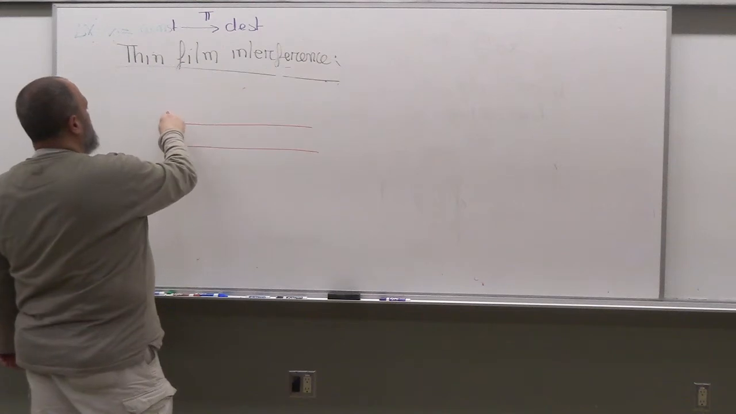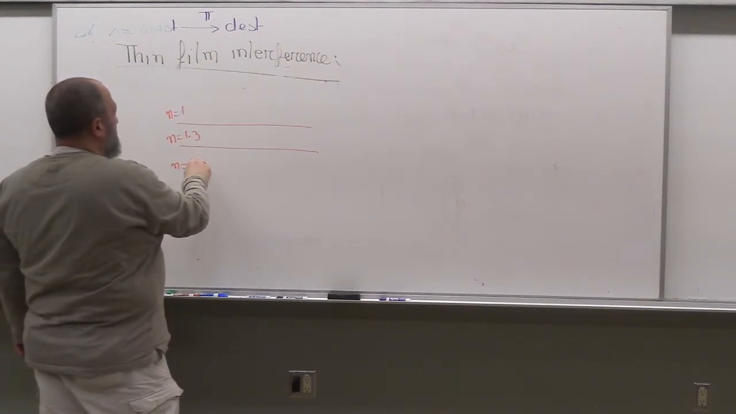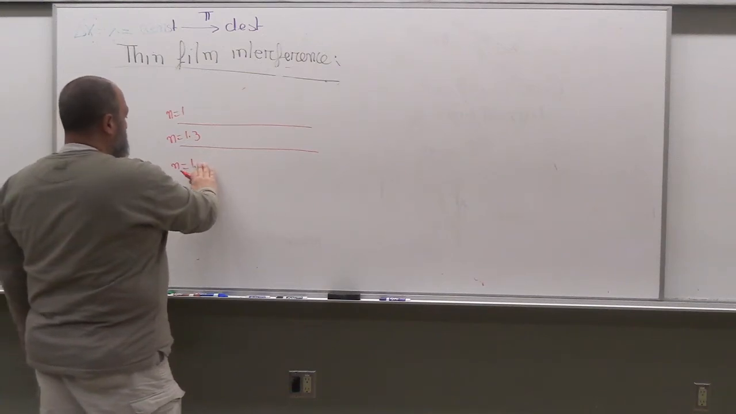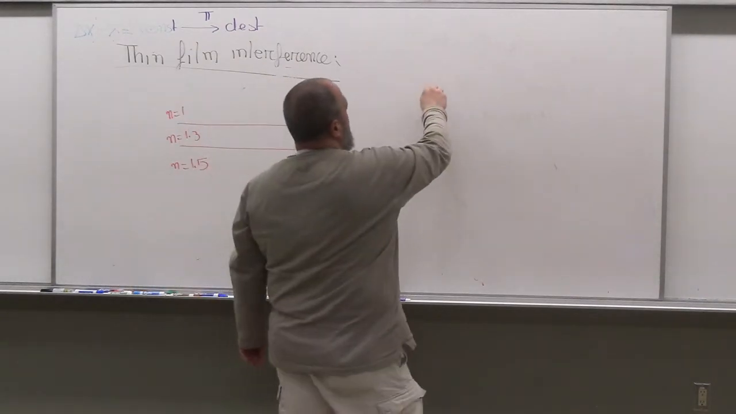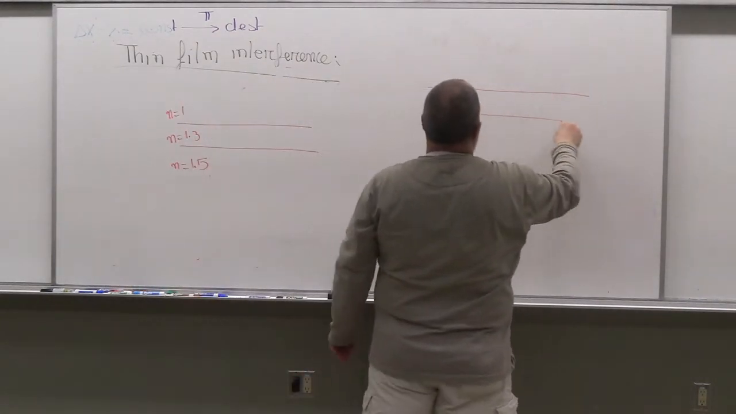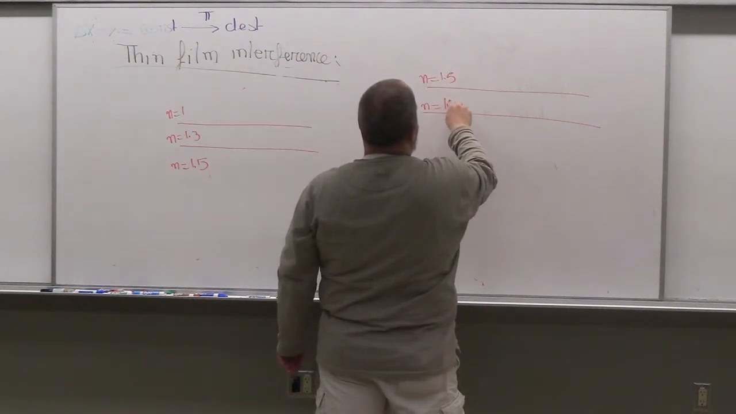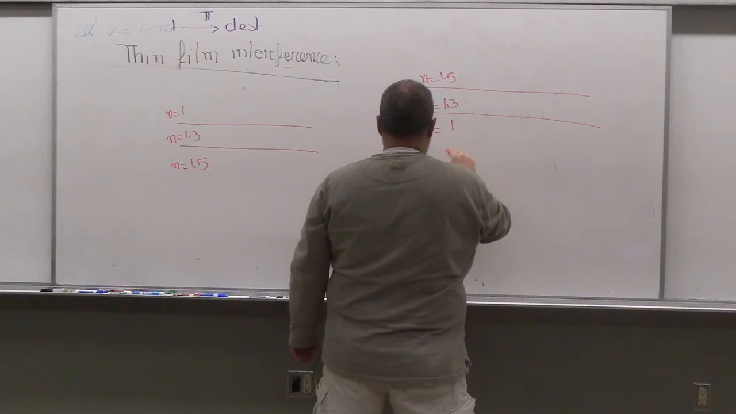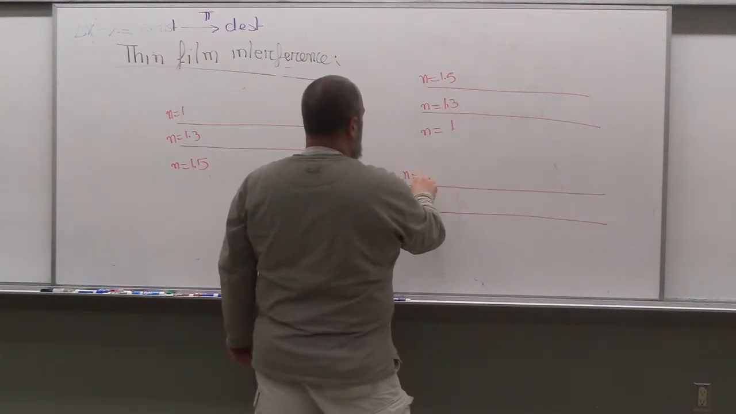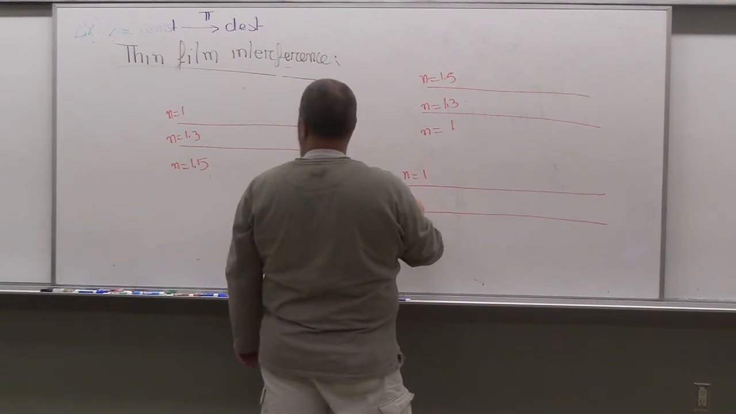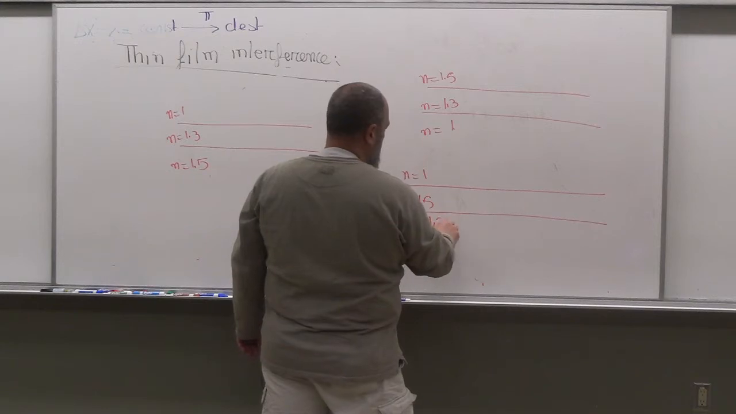So say there's n equals 1, n equals 1.3, n equals 1.5, and what I'd like you to do is assign phase states, call them phase states, to the rays that go through. So this is n equals 1.5, and 1.3, and n equals 1. And we have here, for example, n equals 1, n equals 1.5, and n equals 1.3 on this end.